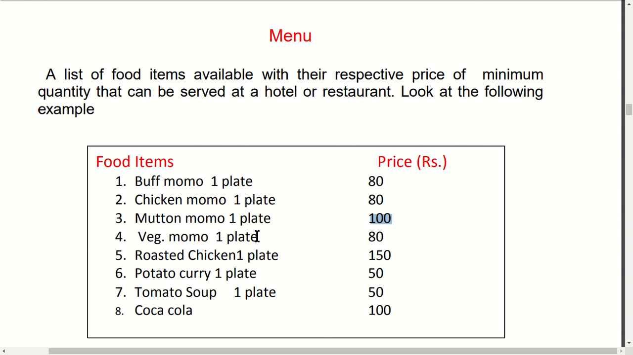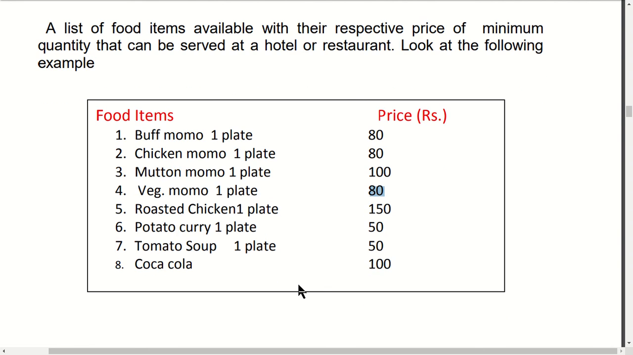This is veg momo, vegetable momo here. There are many people nowadays who are vegetarians, who don't like to have meat. They like to have veg momo there. This is vegetable momo. 1 plate 80 rupees here. Oh, roasted chicken, 1 plate, maybe 150 rupees. But I don't have much idea. Sorry, a potato curry, 1 plate potato curry, aloo ko tarkari. Potato curry, 1 plate 50 rupees here. Tomato soup, 1 plate, 50 rupees. Coca-Cola, maybe 100. Okay, this is an example.